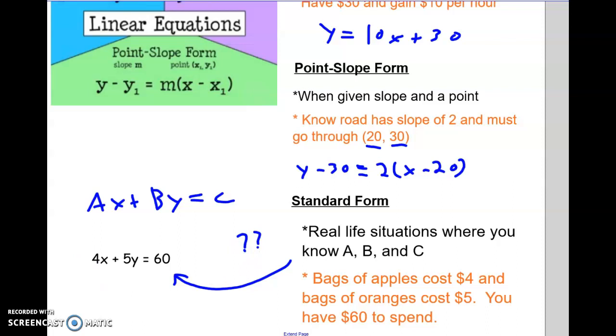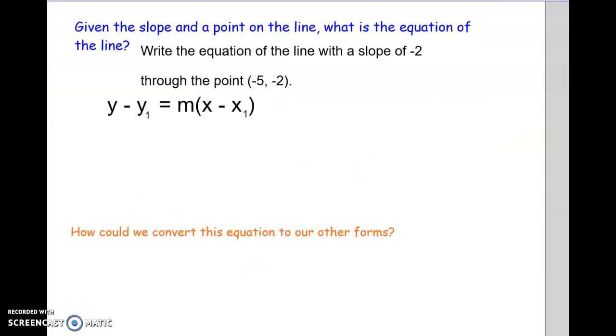All right, so anyways, getting back to point slope form. I have one more for you here to try. See if you can take this information and write it in point slope. And then as an extra challenge, see if you can convert it to the other forms.